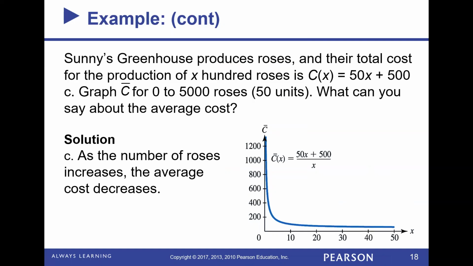Now, my Y value, I have a little bit of leeway with it, so you can basically change it to whatever you want. But your X value, they told you that they wanted it from 0 to 50. So what can we actually say about the average cost? Well, after I've graphed it, I can see that the average cost looks like it declines. It goes down the more roses I produce. So the more roses I have, the cost seems to go down, which makes sense.